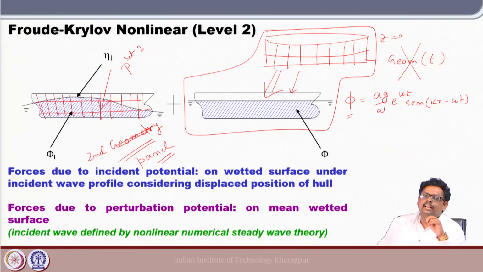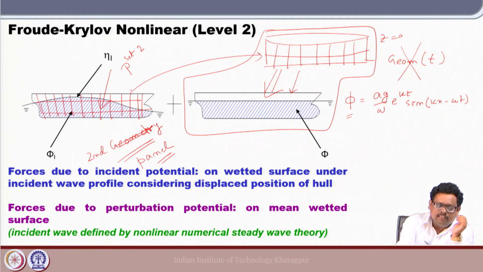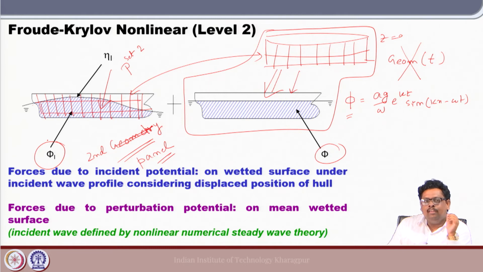So, the thing is that at this particular time I am using two different meshes, because this mesh and this mesh are not at all connected. From this mesh I am getting the force because of the phi, and with this mesh I am getting the force because of the phi I, and nowhere are phi and phi I connected to each other. So, I can simply use the linear superposition between these two.